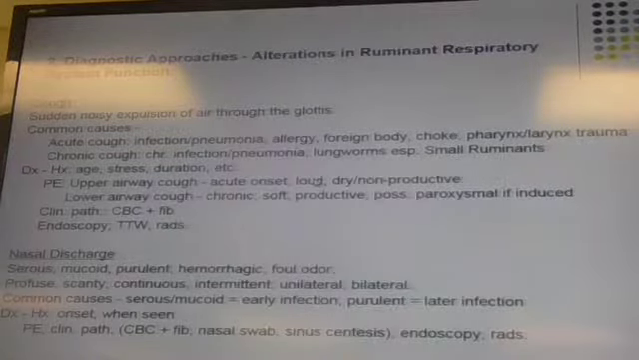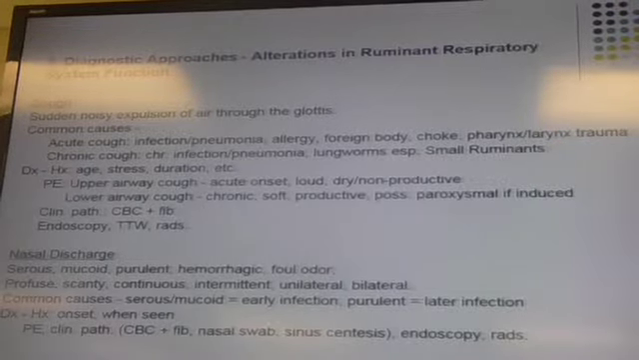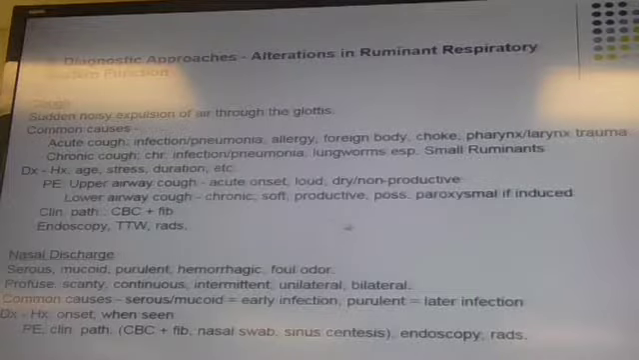It's going to be pretty loud. The animal's trying to clear the obstruction, and it tends to be non-productive, relatively dry, versus the lower airway cough. As you read through your notes, as you read through your slides, think about how you can compare and contrast these different presentations.